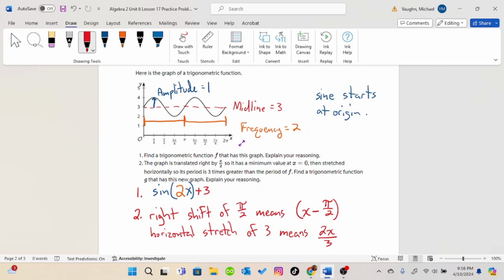So now when we write the new equation, g of x, this time it's going to be sine of 2x over 3 minus pi over 2 plus 3. The 2x over 3 represents the horizontal stretch of 3, making it go from one full cycle every pi to one full cycle every 3 pi. And the right shift of pi over 2 means we need to subtract pi over 2 from the input.